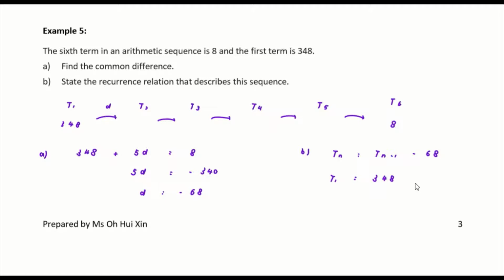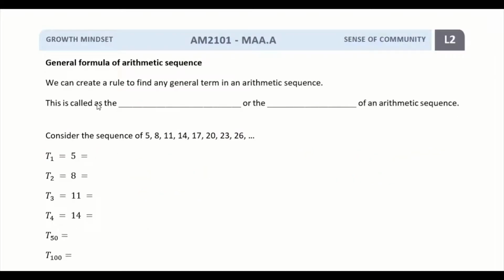So now let's move on to the last part of the notes, where we discuss the derivation of the general formula of an arithmetic sequence. Okay, now we'll be deriving the general formula for an arithmetic sequence. That's the rule to help us find any general term in an arithmetic sequence. So this is called the general formula, or sometimes we also call it the nth term rule. The nth term means it's the Tn that we always wrote. So the nth term rule for an arithmetic sequence. Okay, so let's see how this formula is derived first.